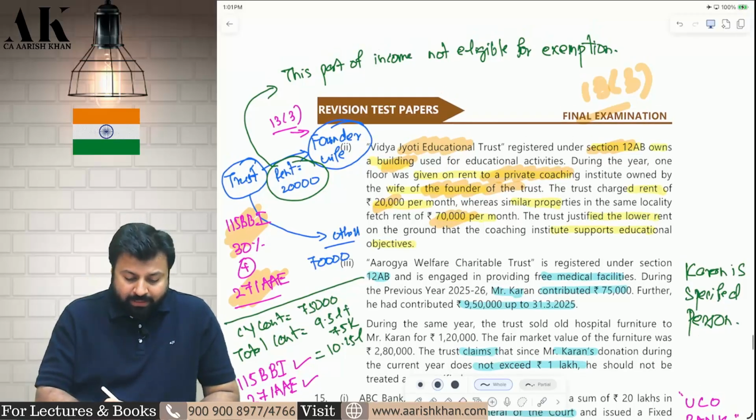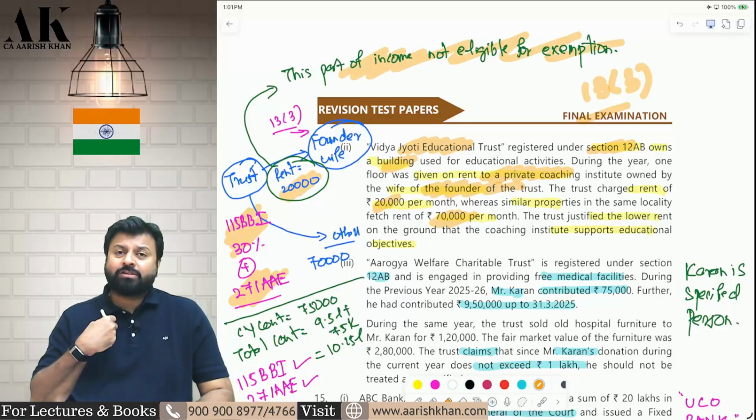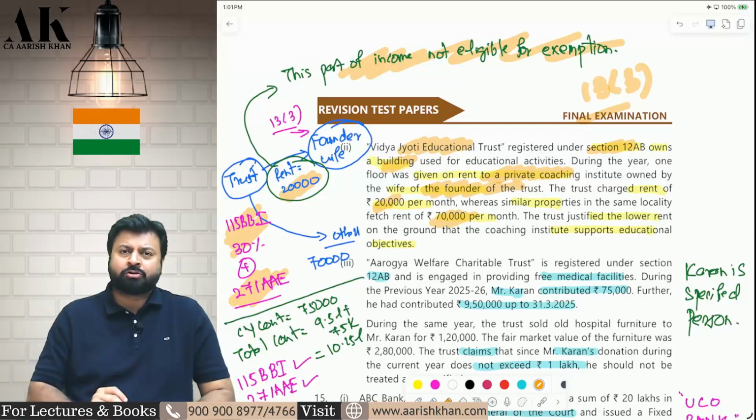Then whatever rent they are earning, how much rent are they earning? They are earning a rent of 20,000 rupees. This part of income is not eligible for exemption. On this 20,000 rupees, they will not get the 15% exemption. They cannot apply and claim exemption also. So three implications you have to keep in mind.